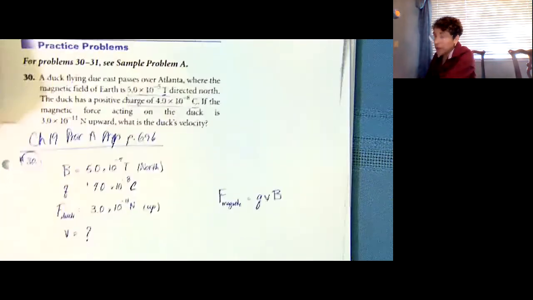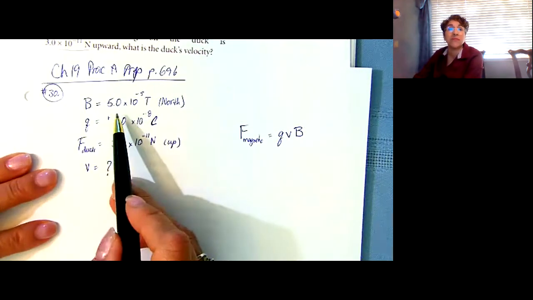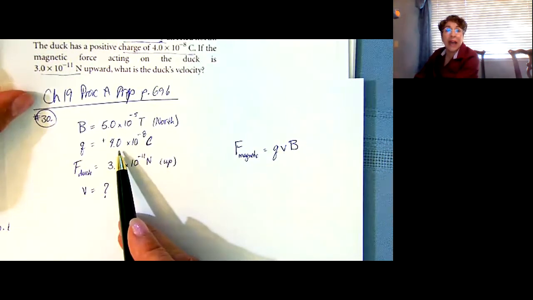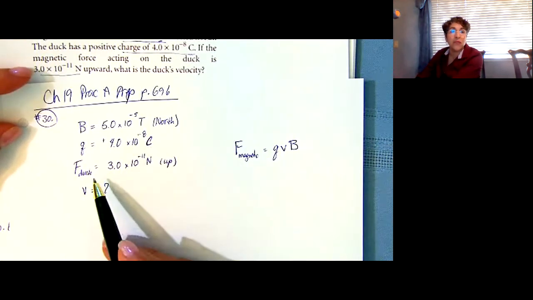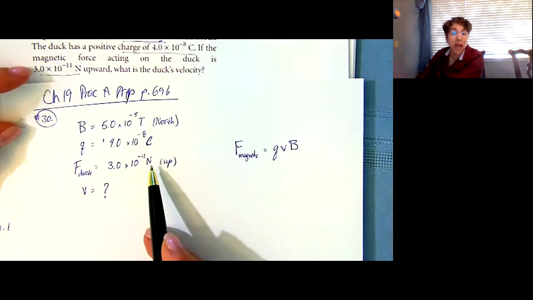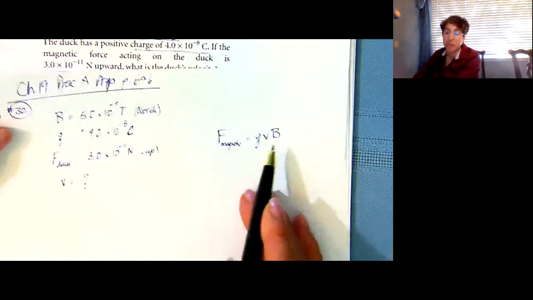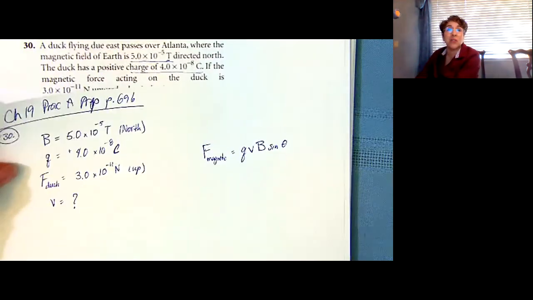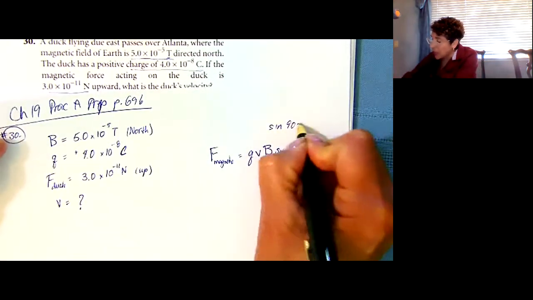So let's see. I wrote down the given information. There we go. The magnetic field is 5.0 times 10 to the negative 5 Tesla, pointing north. And then I have the charge Q, in coulombs, and the force on the duck, 3.0 times 10 to the negative 11 newtons going up. What's the velocity? Now in your textbook, it says QVB, which kind of irritates me because it's actually QVB sine theta. And they do say in the textbook, we're going to assume everything is 90 degrees. Well, if that's the case, sine of 90 is equal to 1.